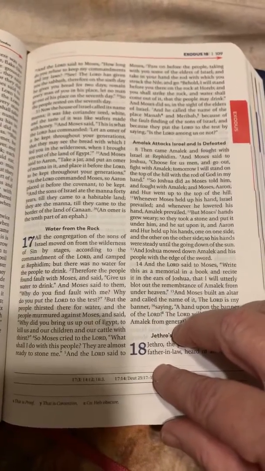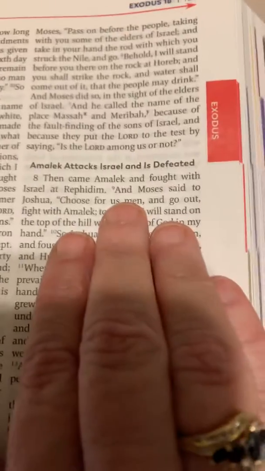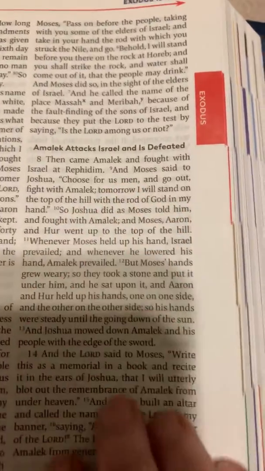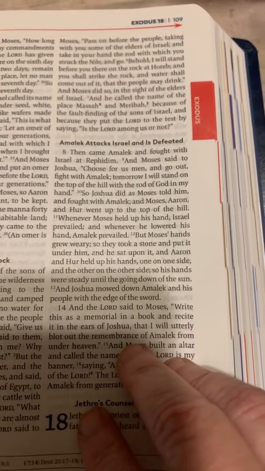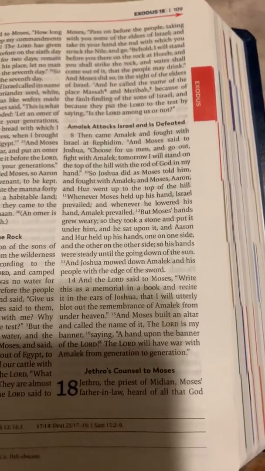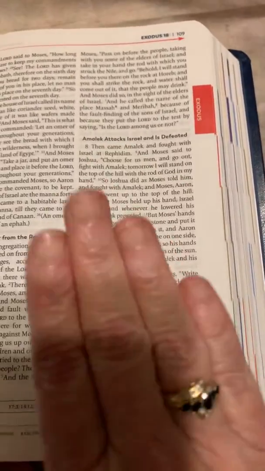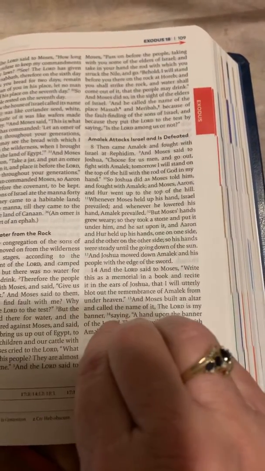Then they were attacked by the Amalekites, and they fight them off with the rod of God. And the Lord tells them, write a memorial about it. So Moses built an altar and a banner. And the Lord told him exactly what to write: a hand upon the banner of the Lord. The Lord will have war with the Amalek from generation to generation.